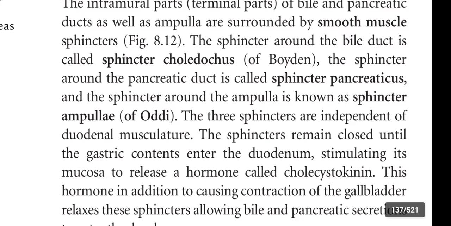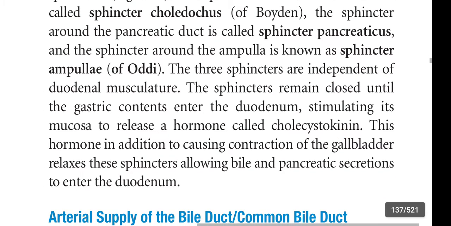These three sphincters are independent of duodenal musculature. The sphincters remain closed until the gastric contents enter the duodenum, stimulating the mucosa to release the hormone called cholecystokinin. I already mentioned this name, cholecystokinin. It maintains the release of bile from the liver and gallbladder. This hormone, in addition to causing constriction of the gallbladder, relaxes the sphincters, allowing bile and pancreatic secretion to enter into the duodenum. Okay guys, I think it is clear.